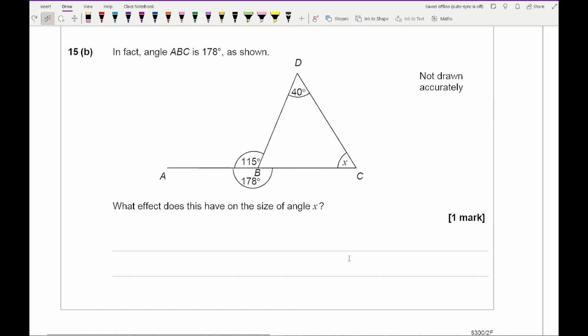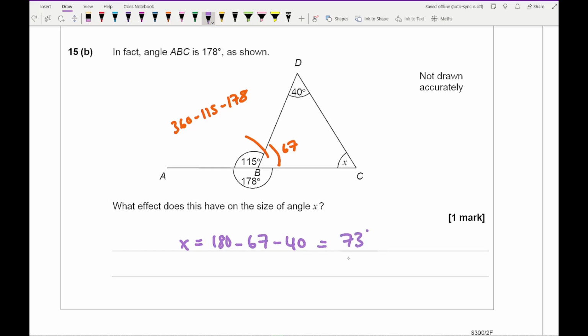For question 15b, it says, in fact, angle ABC is 178 degrees as shown. What effect does this have on the size of angle X? Well, if I now work this angle out here, I do 360 minus 115 minus 178, because angles around a point add up to 360, and I get an answer of 67 degrees. So now working out what X is, again remembering that angles in a triangle add up to 180, 180 minus 67 minus 40 gives me an answer of 73 degrees.